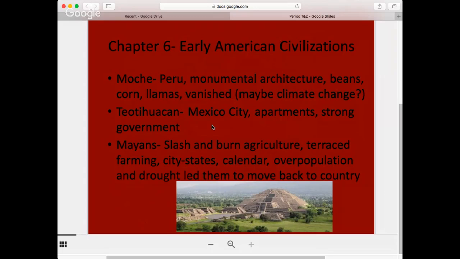the Spanish will take over. They had a really strong government, really great architecture as well. And then we also talked about the Mayans in Mesoamerica, who were using slash and burn agriculture, terraced farming. They had city-states, they were huge, but they got so overpopulated and they had a drought that they just left all of their cities and moved back to the rural areas.